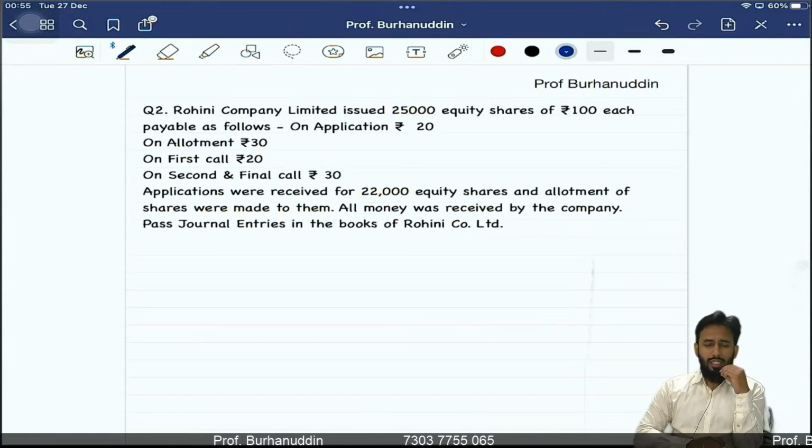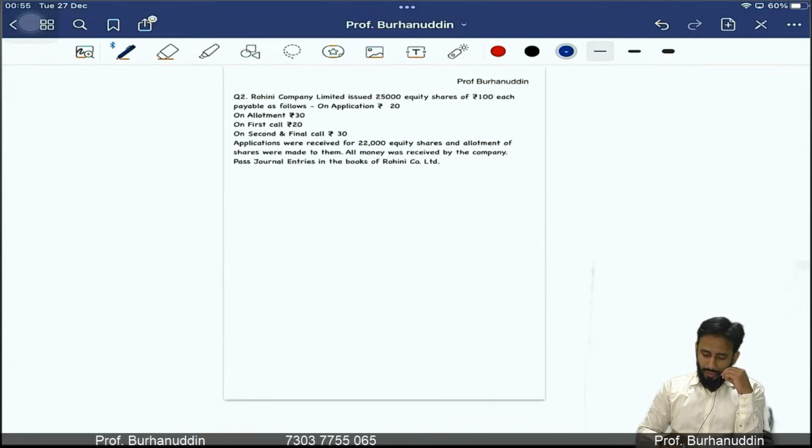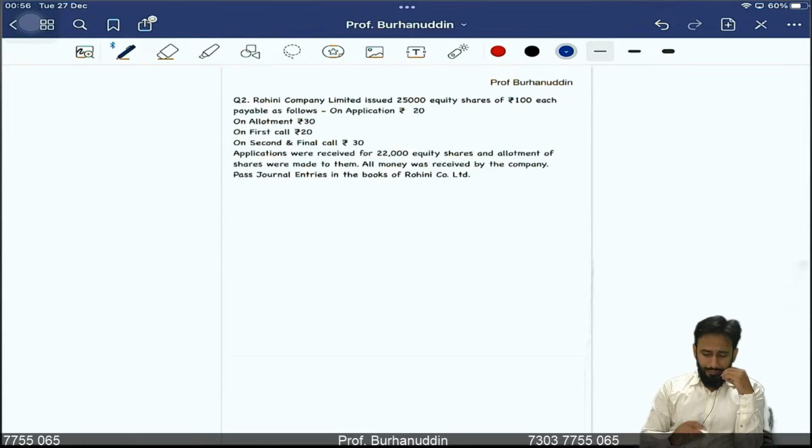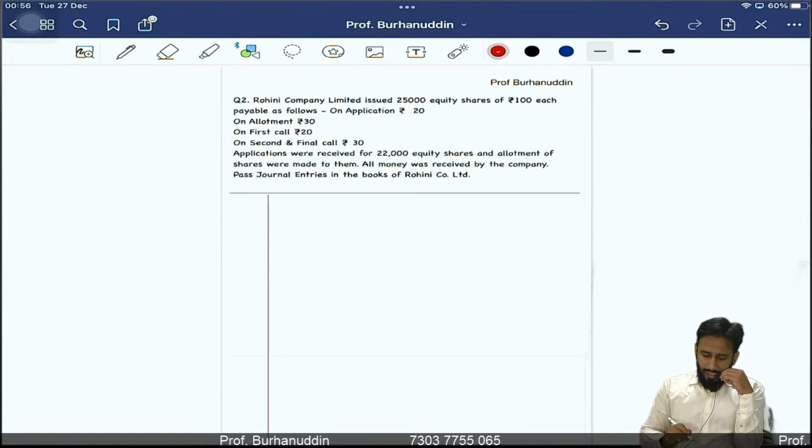So, the very second question, a simple one. I need not draw up a working note for this. It's a very simple question whereby you just need to pass 4 entries: receipt, transfer, transfer, receipt, transfer, receipt, as we've discussed in our basics. So I'll directly do the journal entries. Let's not waste much time discussing again the same thing that we know.